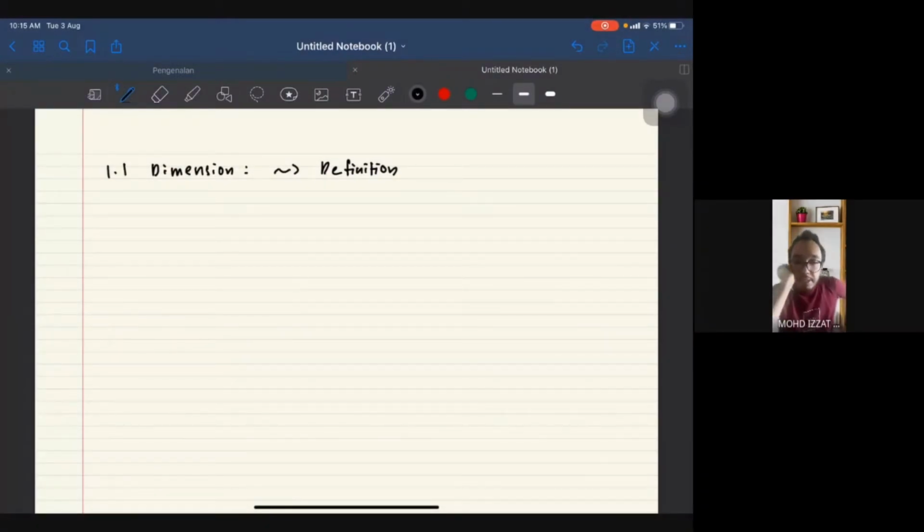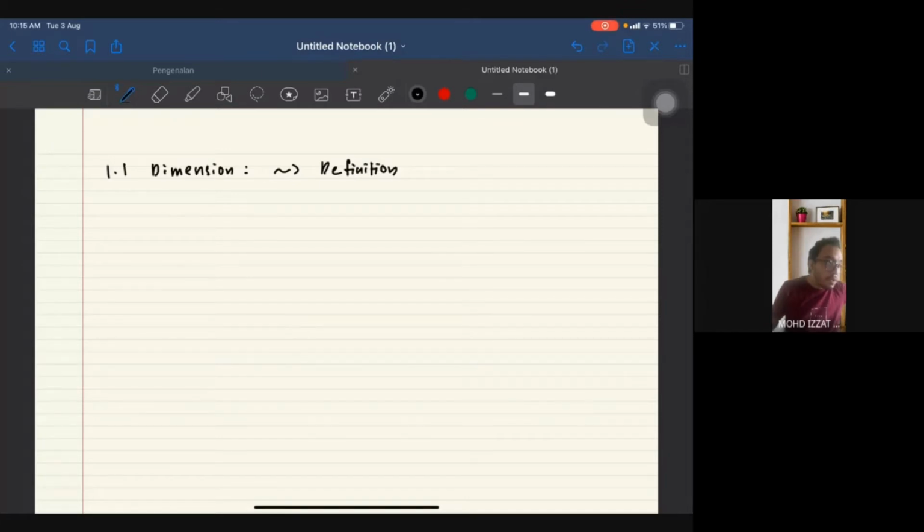So for dimension, for UPS, there's no calculation. They might ask about definition and some of the basic concepts. But for PSPM, there's no definition question. Memang tak ada definition punya question. So bear in mind. Okay, so dimension you need to know about definition, and then you need to apply.